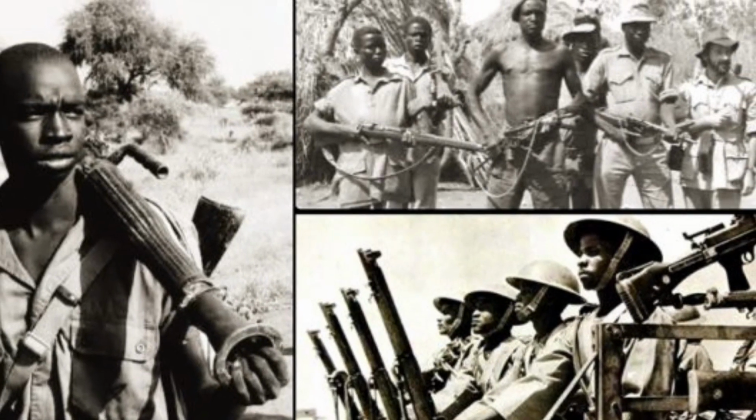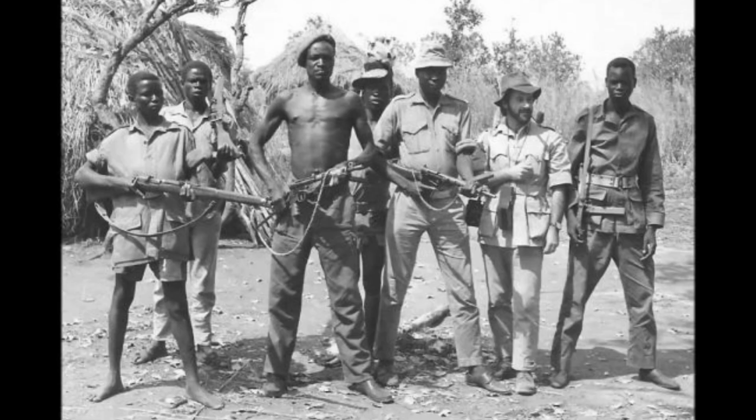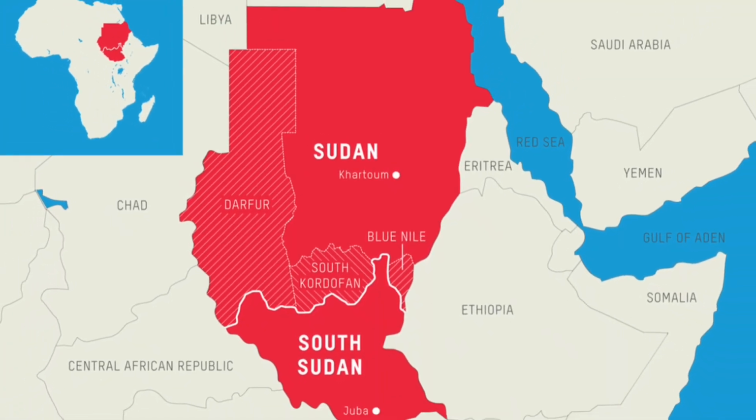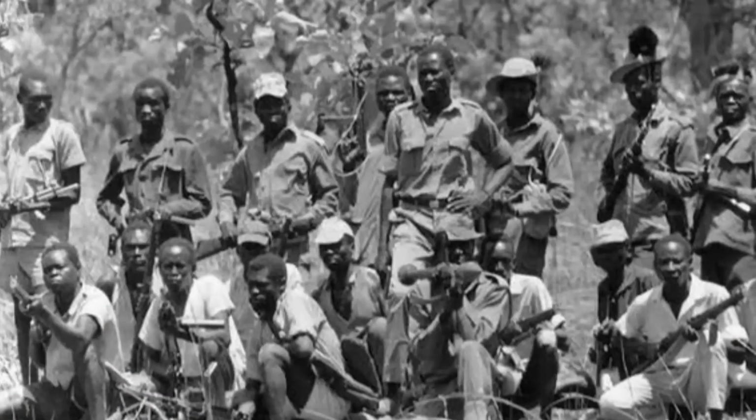The First Sudanese Civil War began in 1955, even before Sudan's official independence. The conflict was fueled by deep-rooted cultural, religious, and economic differences between the North and South. The Southern rebels, known as the Anyanya, fought for greater autonomy and representation in the government.